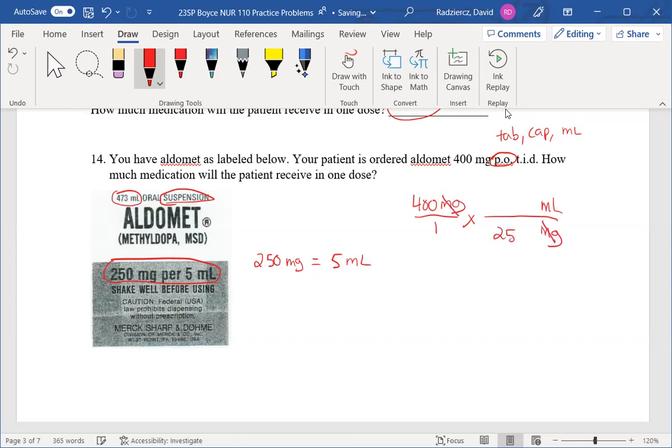250 milligrams, 5 ml. Then I plug that into my calculator. I'm going to take 400 times 5, which gives me 2,000, divided by 250, which gives me a dose of 8 milliliters. So the patient would receive 8 milliliters 3 times a day, about every 8 hours.